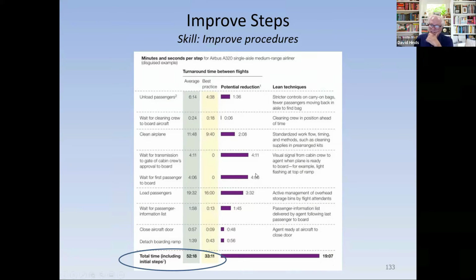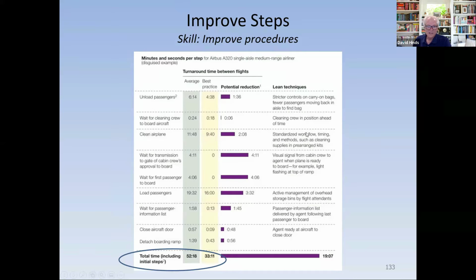So let's just look quickly at some of the things they've done. You can see the savings here, the reductions. Over 8 minutes of time was saved in this step, waiting for transmission to gate of cabin crew's approval to board and waiting for the first passenger. The technique they applied was basically just visual signals. Instead of the paperwork being passed out along the gate and walked over, the pilot looks out the window and waves. It's something as simple as that. But look, they've saved 8 minutes on average.